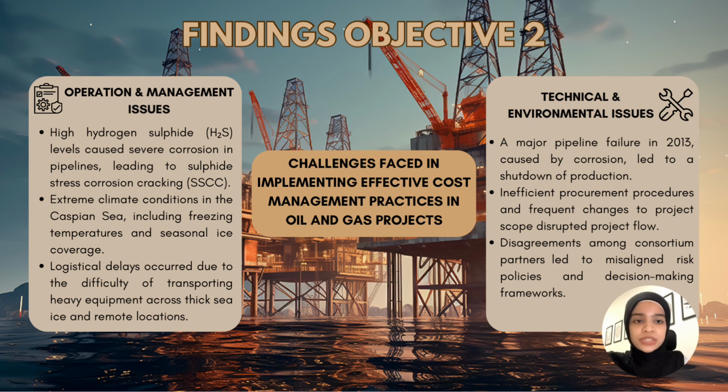The Kashagan project faced major technical and environmental challenges. High levels of hydrogen sulfide in the gas led to severe pipeline corrosion, known as sulfide stress corrosion cracking, which required full pipeline replacement. The extreme climate in the Caspian Sea, especially freezing temperature and sea ice, forced costly redesign and slowed construction. On the operational side, a major pipeline failure in 2013 halted production and caused significant financial loss. Procurement inefficiencies and frequent scope changes disrupted progress and increased costs. Meanwhile, poor coordination among multinational partners led to conflicting decisions and slow approval, further complicating the project execution.